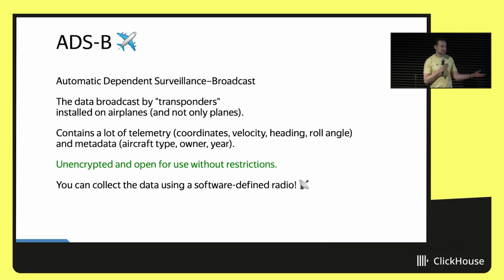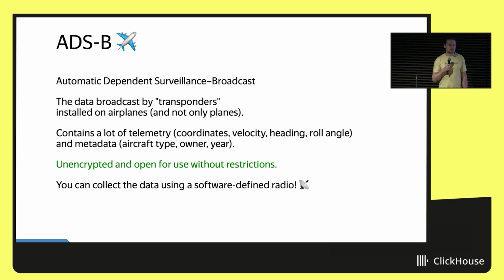And you can basically receive this radio signal from thin air. You can have a software-defined radio, and it will read the signals from all airplanes, helicopters, etc., from an area like 100 kilometers. And you will be able to analyze this data. And it contains a lot of telemetry, like coordinates of each airplane, velocity, roll angle, another angle, everything. Aircraft type, air company, owner of the aircraft, you will see its usage later. So it is easy to collect.